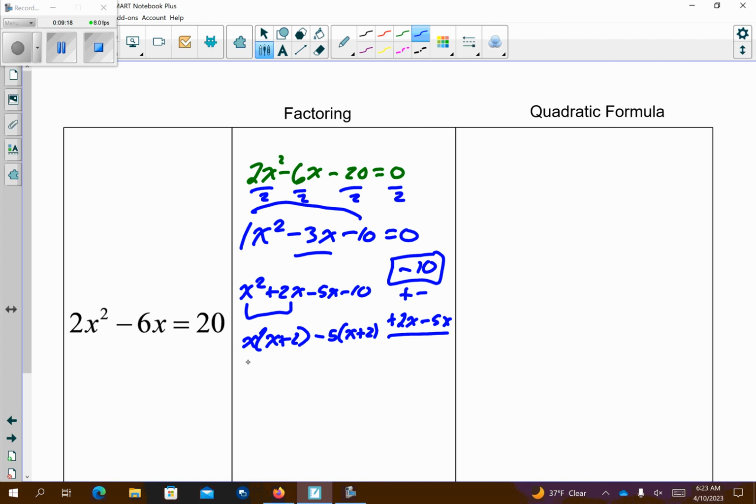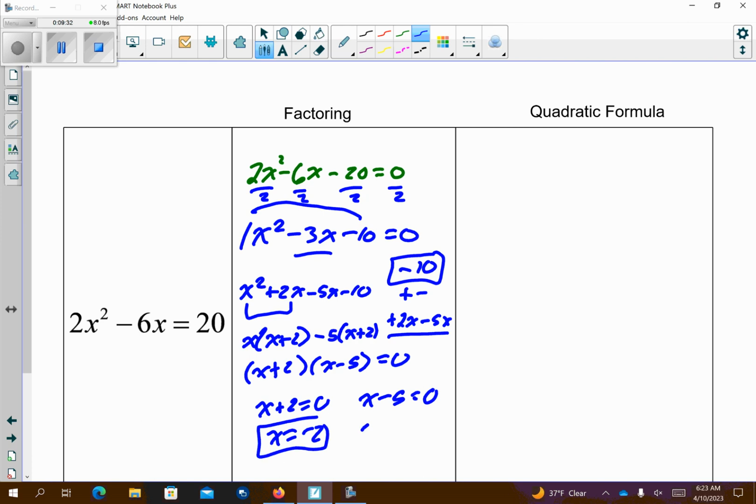Change the signs. So then I'm going to get x plus 2 and x minus 5. They're equal to 0. So let's go ahead and solve each of those. Set them equal to 0 and solve them. So I'm going to get an answer of negative 2. And I'm also going to get an answer of positive 5.